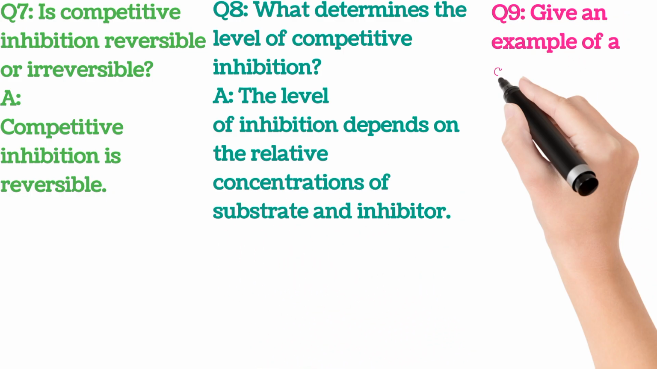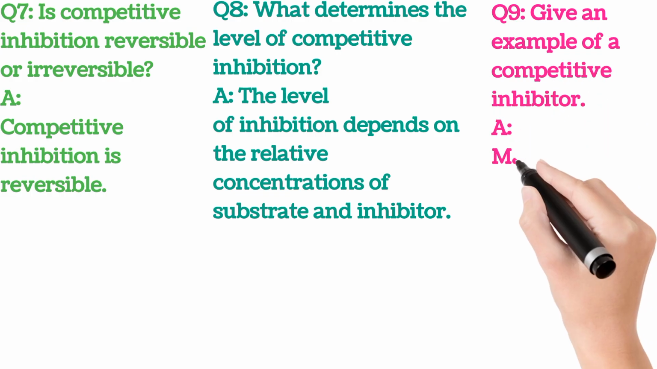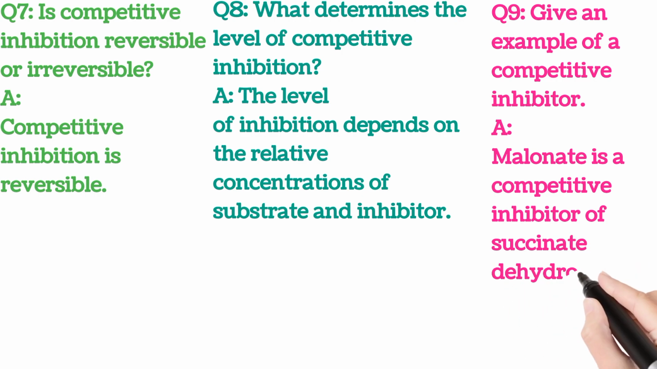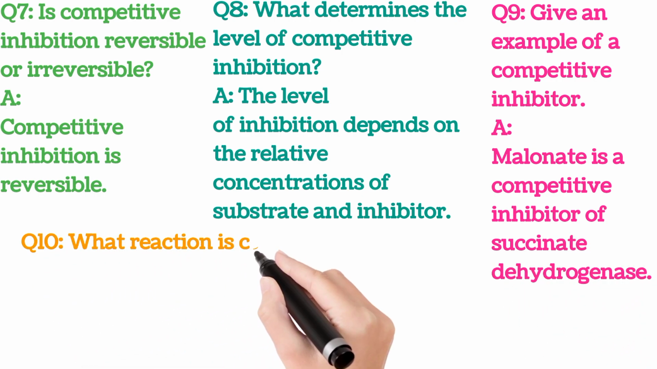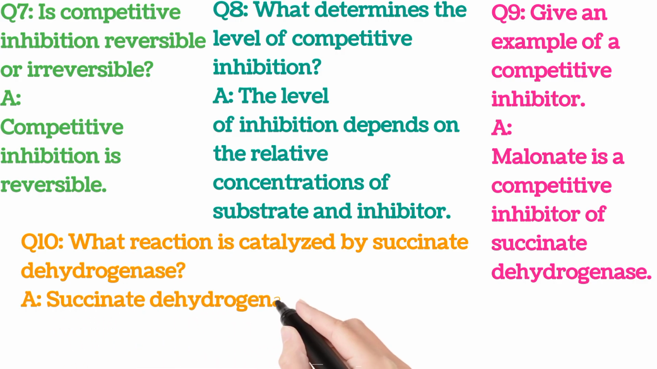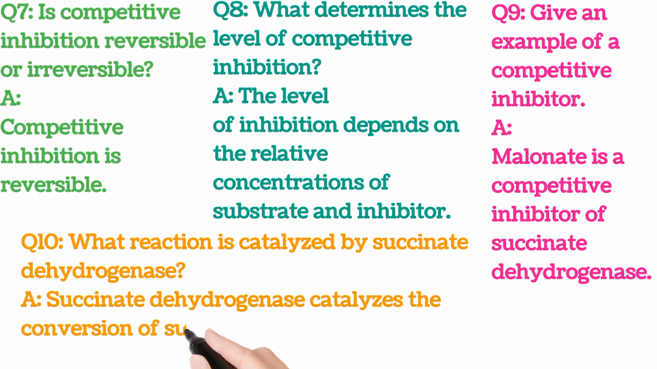9. Give an example of a competitive inhibitor. Malonate is a competitive inhibitor of succinate dehydrogenase. 10. What reaction is catalyzed by succinate dehydrogenase? Succinate dehydrogenase catalyzes the conversion of succinate to fumarate.